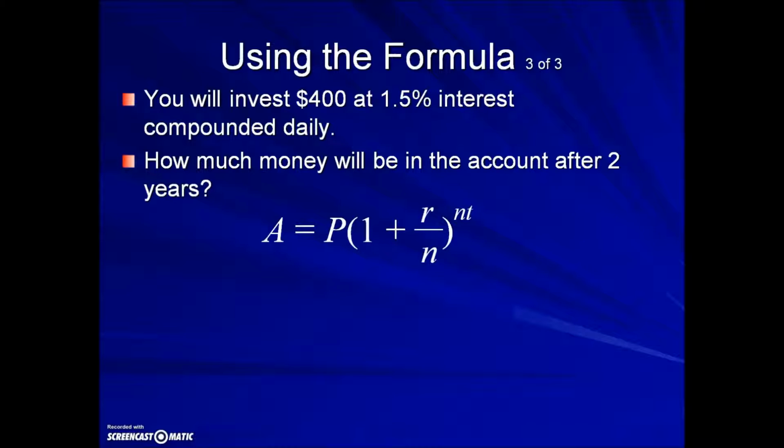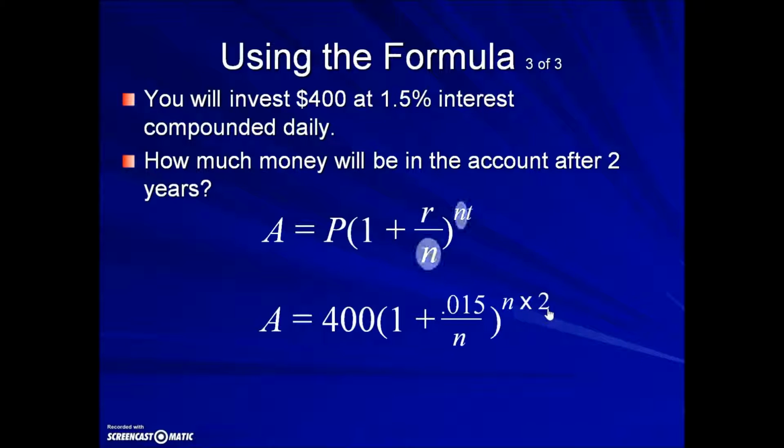Using our compound interest formula and gleaning the information from the problem, we're going to replace the principal with $400, replace the interest R with the decimal equivalency of 1.5% or 0.015, and 2 years will replace the value of T. Next, to replace N, the number of compounding periods, we look to the problem. It's compounded daily. Since there are 365 days in a year, we'll replace N with the 365.